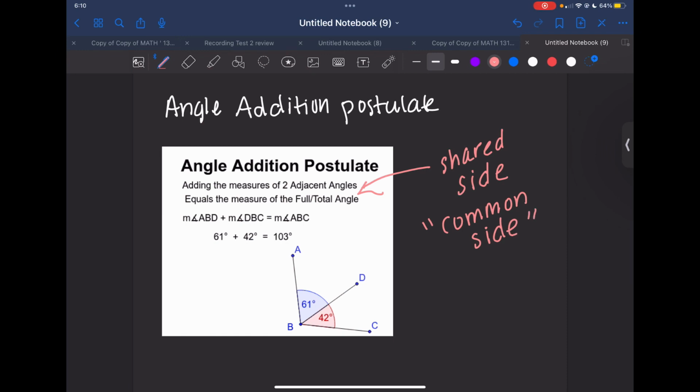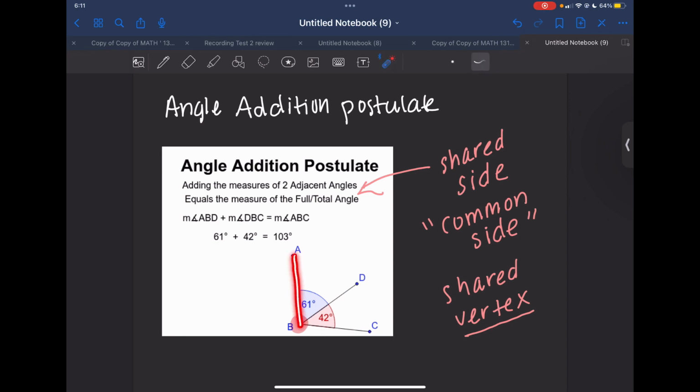And then also a shared vertex. We've gone over vertex before, but we really haven't gone through what a vertex is. A vertex is basically a point. So this right here, let's use a different color. Where A goes to B and C goes to B, that point is the vertex. And then the common side or the adjacent side is where D goes to B.